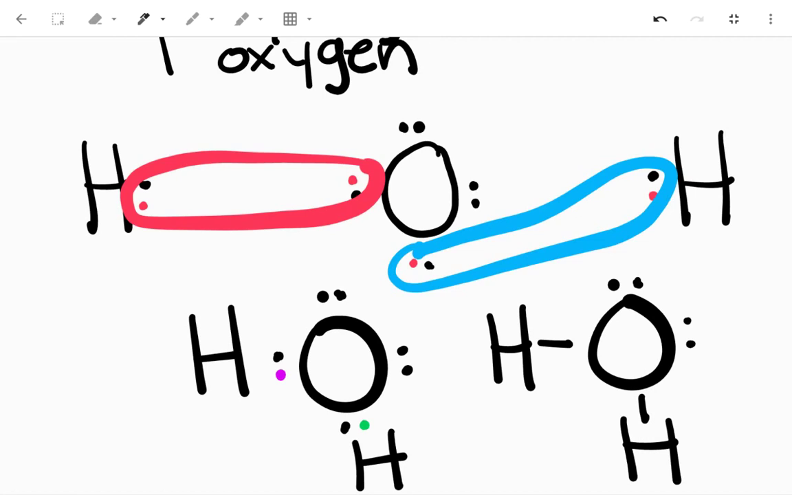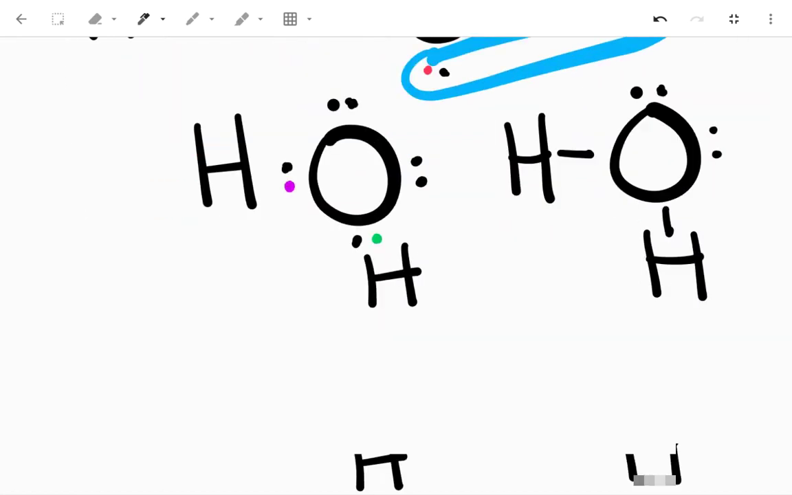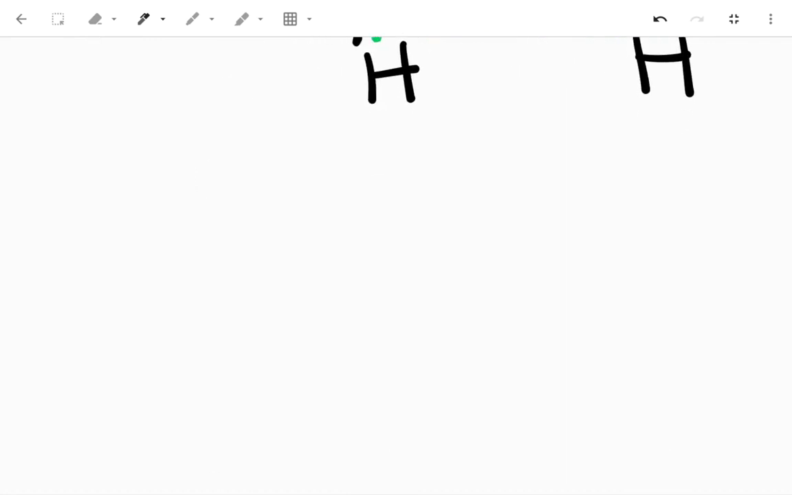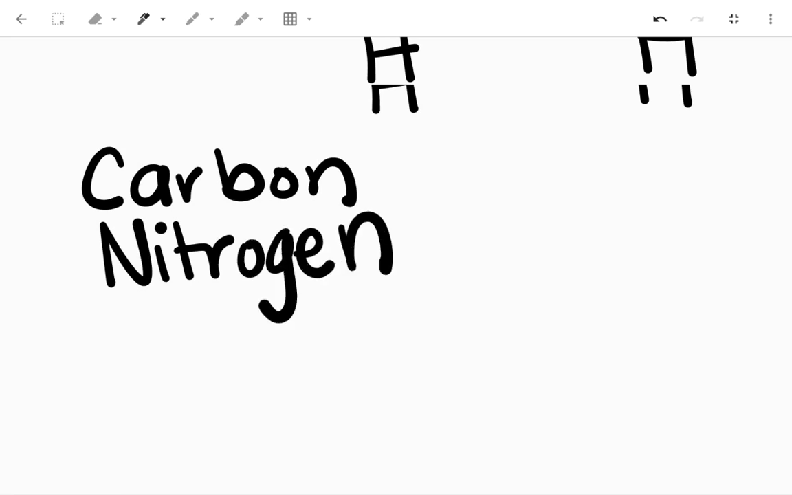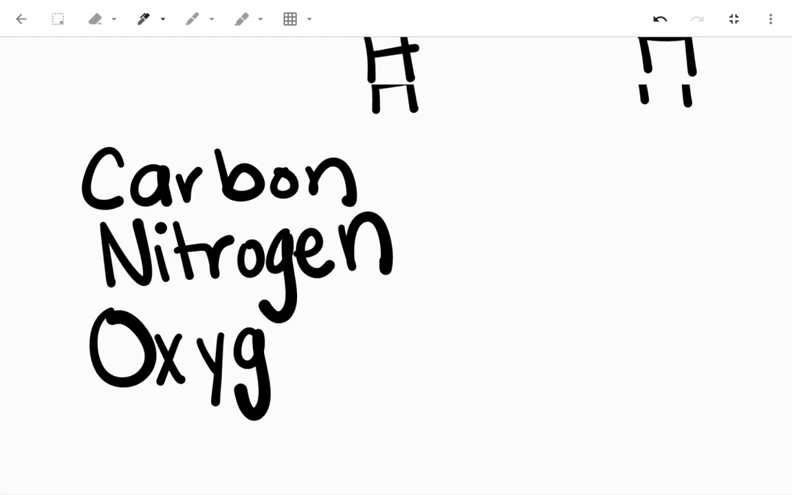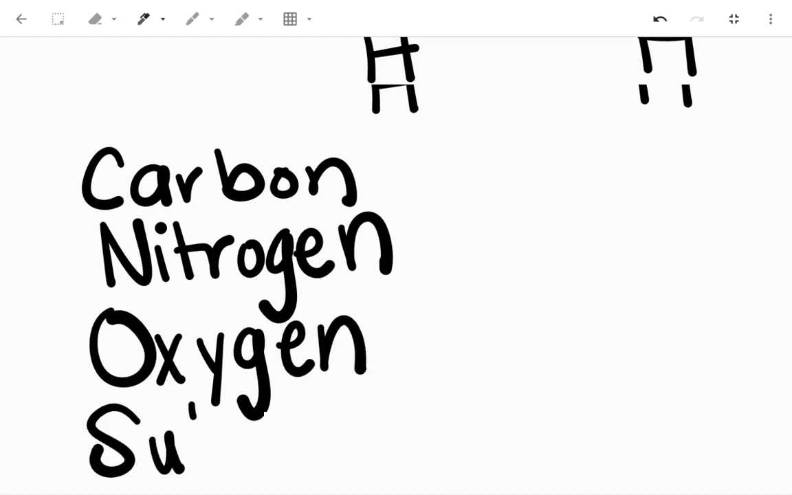So you might have instances where you share more than one pair. Usually, the atoms that share more than one pair, or that form multiple bonds with other nonmetals, are carbon, nitrogen, oxygen, and sulfur. Usually when you look at the number of valence electrons that you need, that's what tells you the number of covalent bonds that you need.